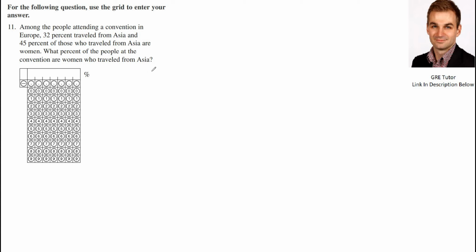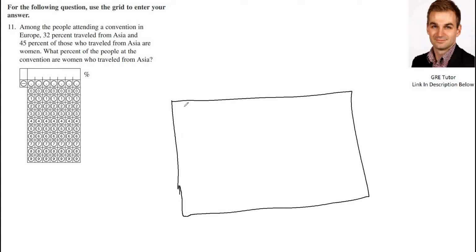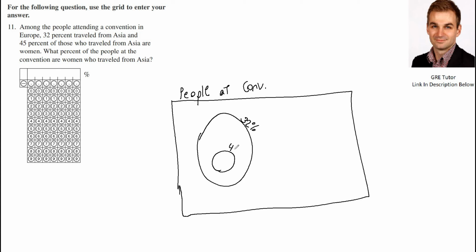Alright, so this is a classic probability problem. So you start with your total universe, which is just the people at the convention. And if they don't give you a number, it's always nice to start with 100 as your example, but we'll get to that later. Start with people at the convention. That's your universe. Now within your universe you have people who traveled from Asia. Okay, so 32% of them traveled from Asia. And then what you have is a smaller circle. 45% of the people who traveled from Asia are women who traveled from Asia. So this is kind of your ring of probabilities coming lower.